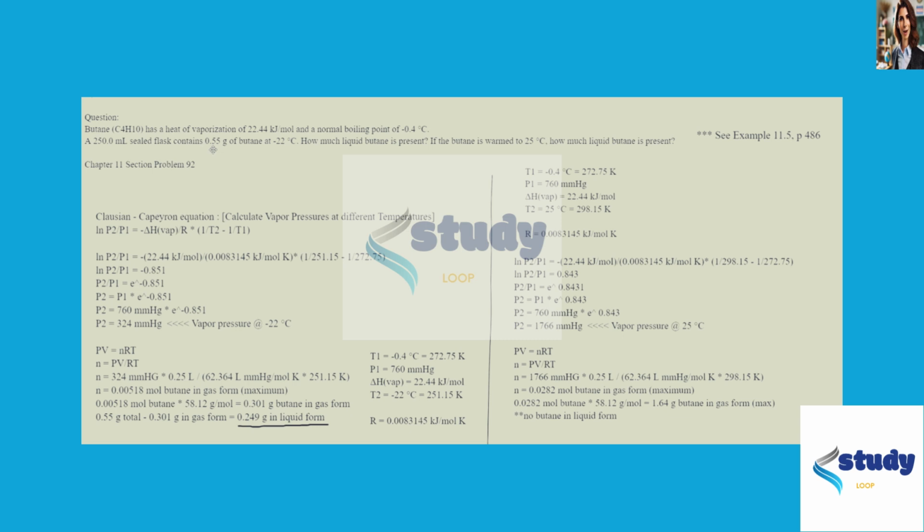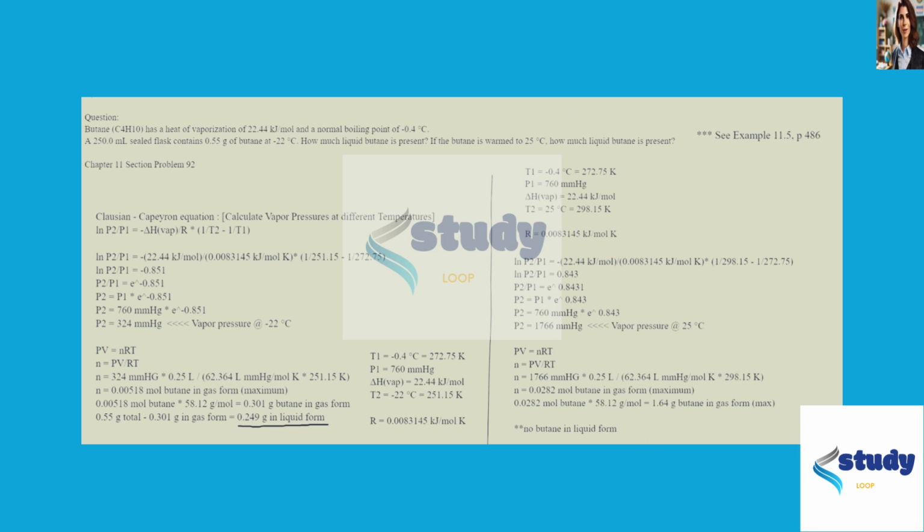So because we actually have less butane total than is able to be in the gas form due to the vapor pressure at that temperature, in the second scenario there in fact is no butane in the liquid form.